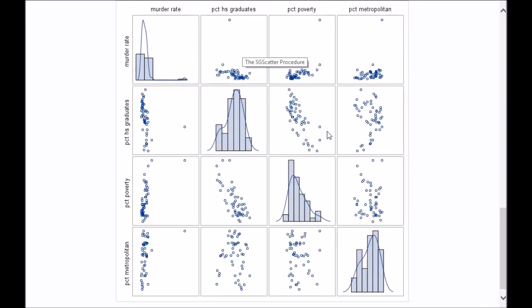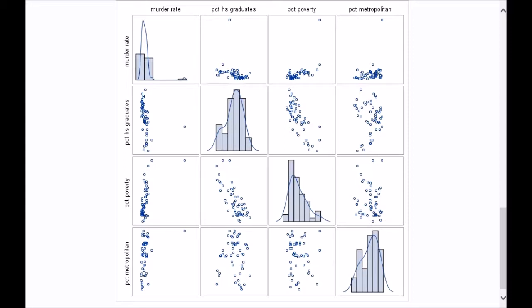Here we've looked at scatter plots and histograms for all the variables in the model, and you can see that in the histogram for murder rate, DC really stands out as very high relative to the states, and in the scatter plots as well we see it popping up as an outlying observation. So just a reminder, it's always good to look at your data before jumping into analyses.